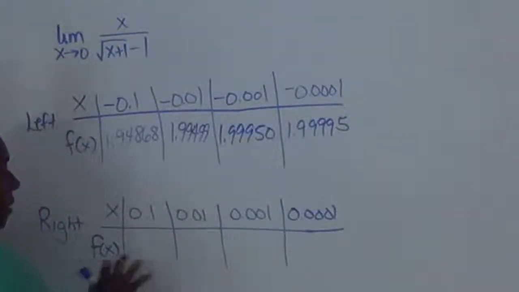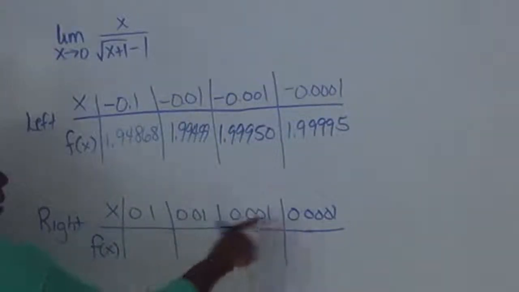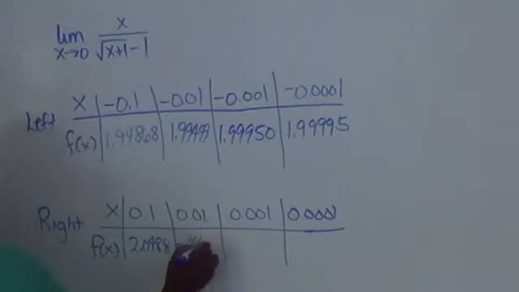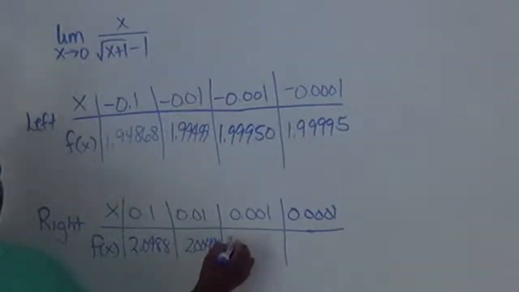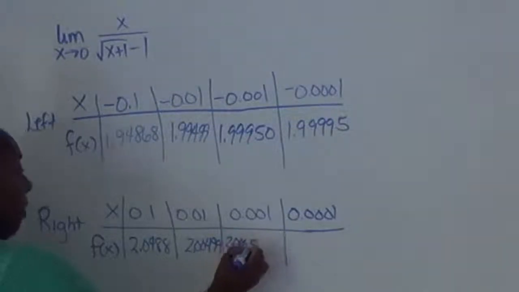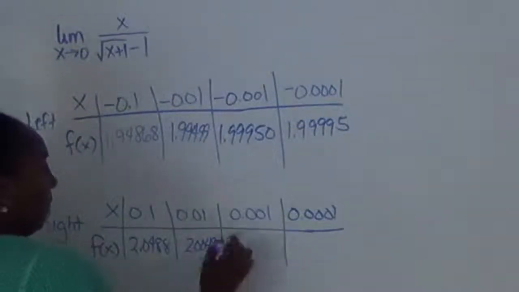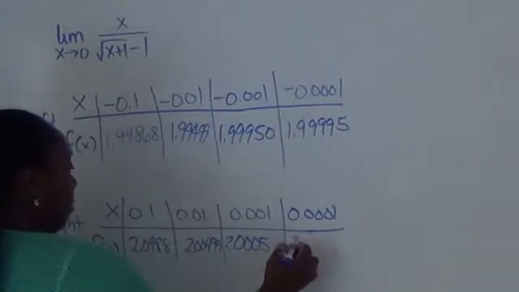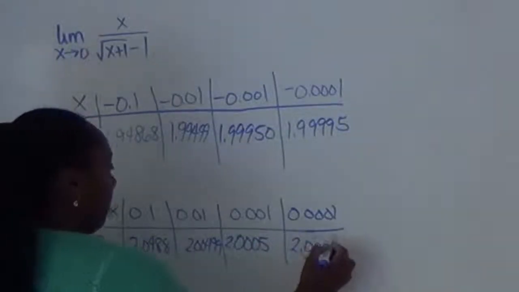Now I'm going to do the same thing with the right-hand side. Looking at the positive values, if I plug them into my function, I'm going to get 2.0488, 2.00499, 2.0005, oops, sorry, and 2.00005.